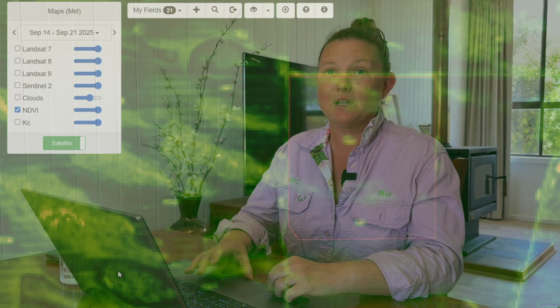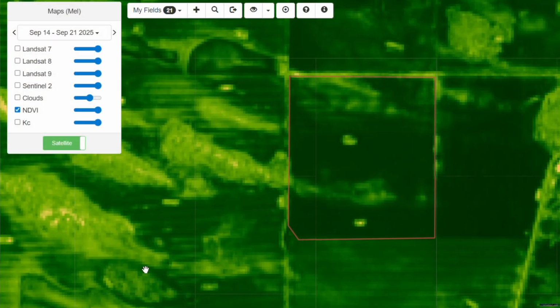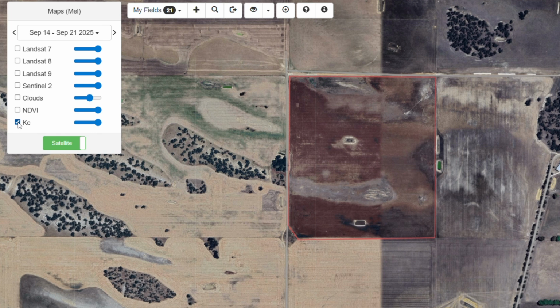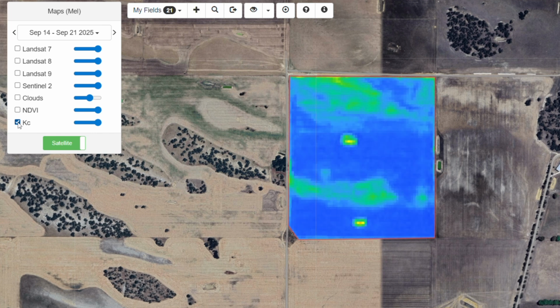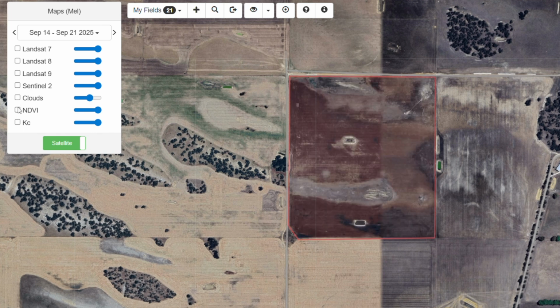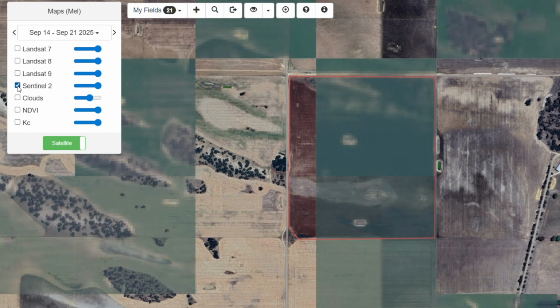The next layer to explore is Normalised Difference Vegetation Index, or NDVI. I use a platform called IRISat, which is free to use. NDVI is a widely used satellite-derived image which shows the health, the vigour and the density of our crops and pastures, and the variability of those things across our paddocks and our farms.